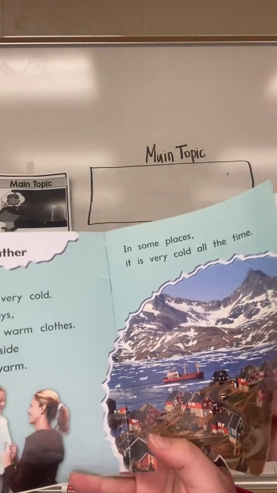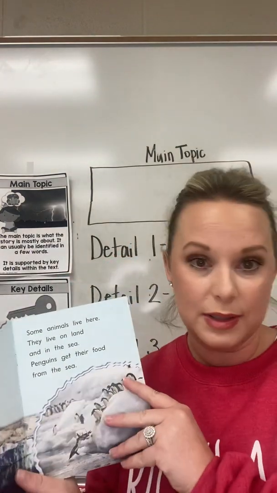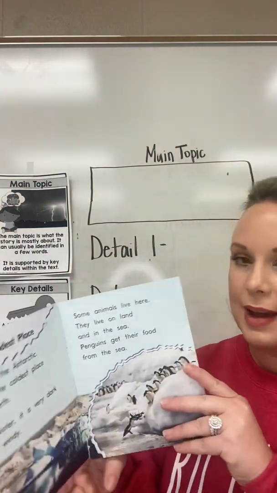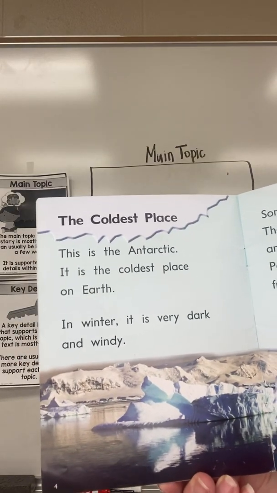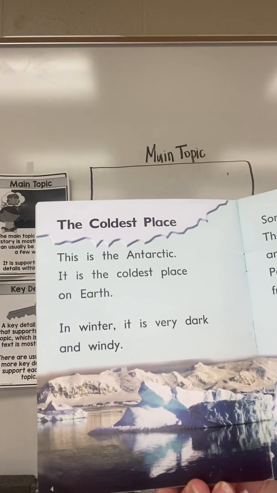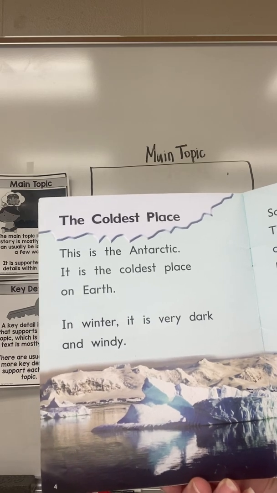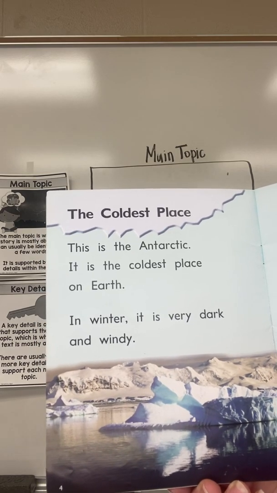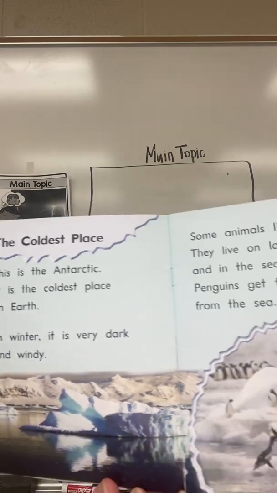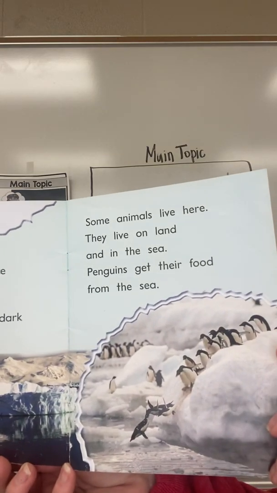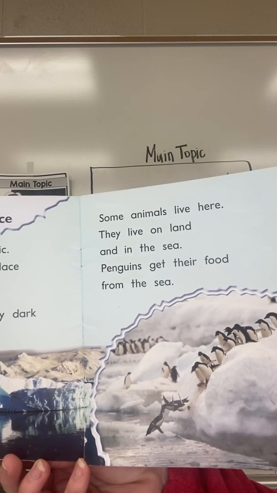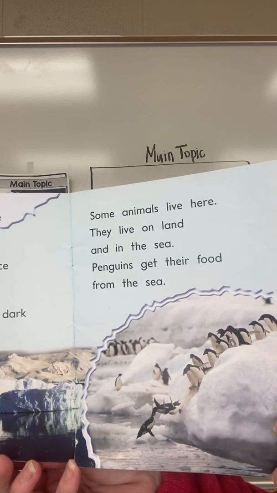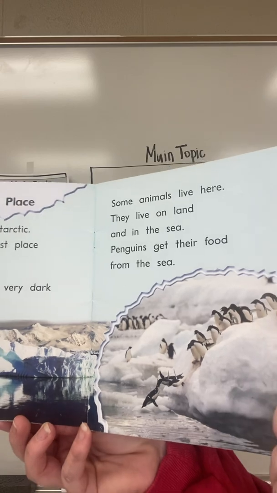I don't know about you boys and girls, but I would not want to live in a place that's cold all the time. The coldest place. This is the Antarctic. It is the coldest place on Earth. In winter, it is very dark and windy. Some animals live here. They live on land and in the sea. Penguins get their food from the sea. Have you ever seen a penguin before?